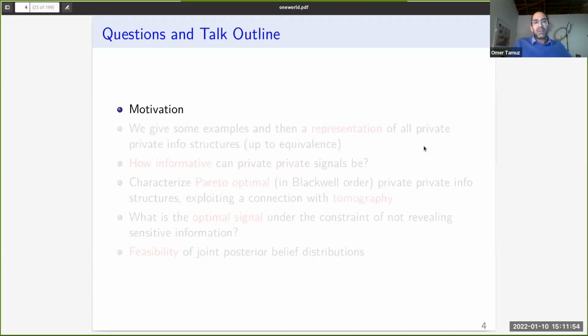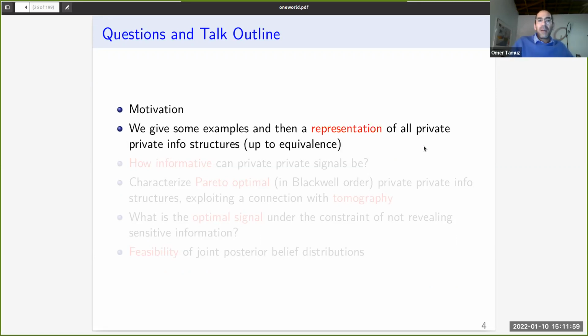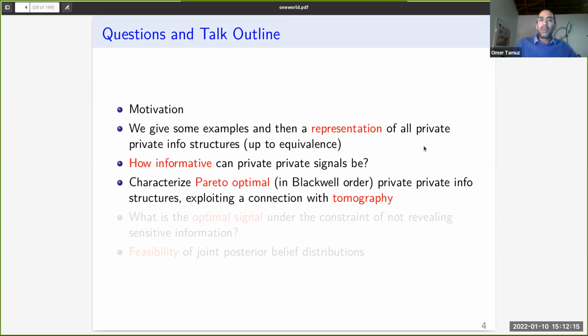Okay, so here's how the talk is going to go. I'm going to talk a little bit about motivation. I'll give some examples, and then I'll give a representation theorem for these information structures up to a certain notion of equivalence, which will be Blackwell equivalence. I'm going to talk about how informative they can be. I'm going to characterize Pareto optimal signals, and Pareto optimal will be with respect to the Blackwell order. Pareto optimal private-private information structures. And this will turn out to be a perhaps interesting connection with tomography. So I'll talk about all this.